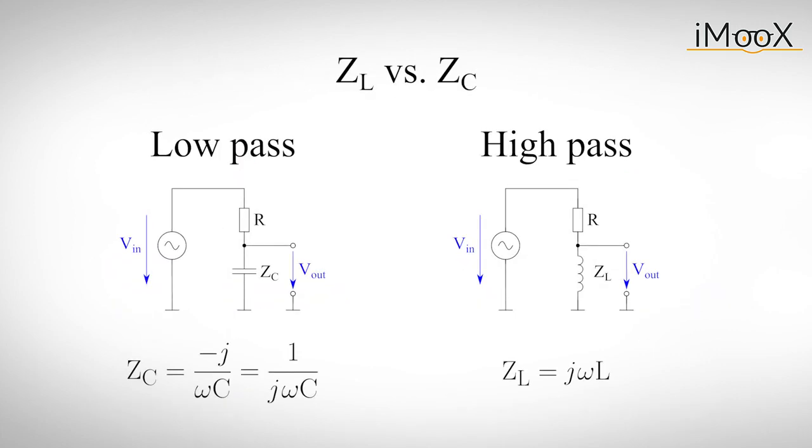As opposed to the impedance of a capacitor, which decreases for high frequency signals, the inductor's impedance will rise linearly with higher frequencies. Its impedance ZL is equal to jωL, where, similar to the capacitor, the j stands for the imaginary unit, ω for the angular frequency, and L for the inductance.